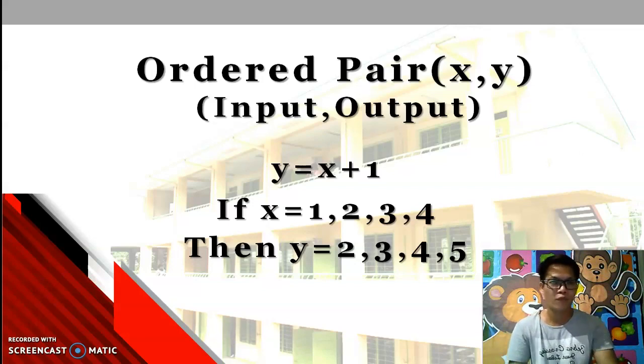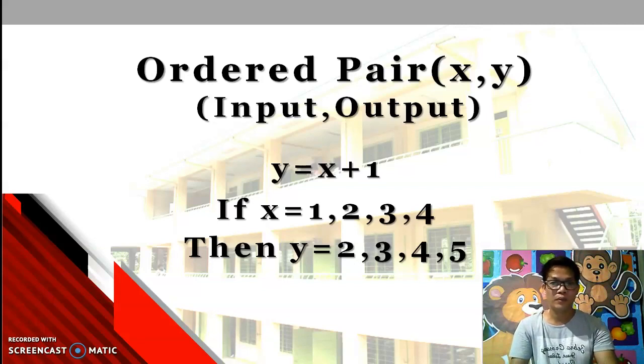we give or input. So for example, we have here an equation, y equals x plus 1, where the values of x are 1, 2, 3, and 4. So the value of y will depend upon the value of x. For example, if we substitute the value of x in the equation, like the first value, which is 1 plus 1, so the value of y is equal to 2. If we input the value of 2, or the value of x equal to 2, plus 1, the value of y is 3.